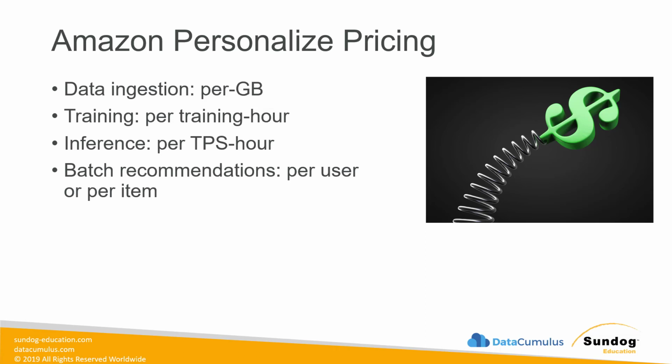And for batch recommendations, if you're not doing it in real time, they charge you per user or per item. So if I use the batch API to get recommendations for a bunch of users or a bunch of similar items for a bunch of items, I'm charged by how many users or how many items I actually asked for. So that is Amazon Personalize in a nutshell. It is, like I said, a fully managed service, and as such, there's not a whole lot you have to know about it or think about with it. But those are all the details I could find that might crop up on the exam.